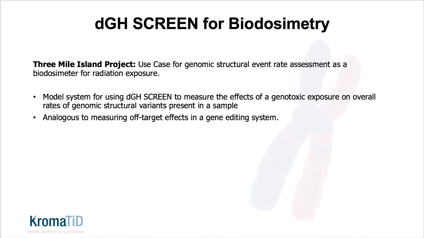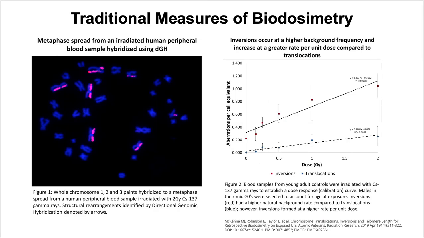From data gathered in previous studies, it is known that structural variations present in the genome as a result of radiation exposure, especially inversions, persist and are measurable in the blood of affected individuals. The traditional method of biodosimetry is to measure structural variants on a small subset of the genome and extrapolate to the rest of the genome.